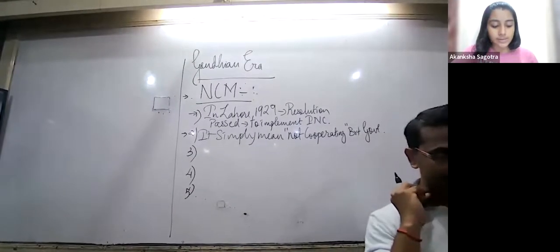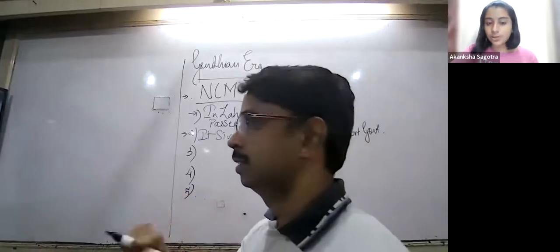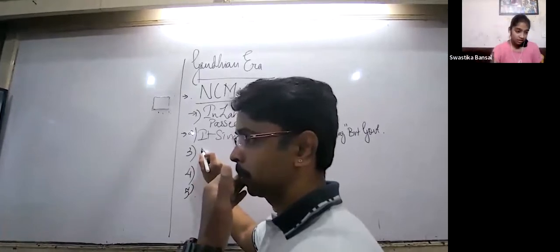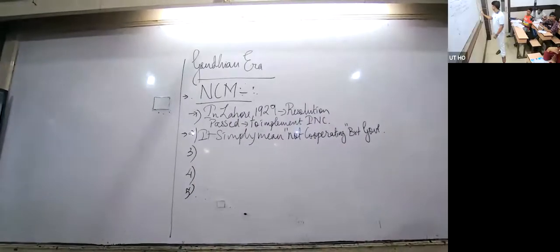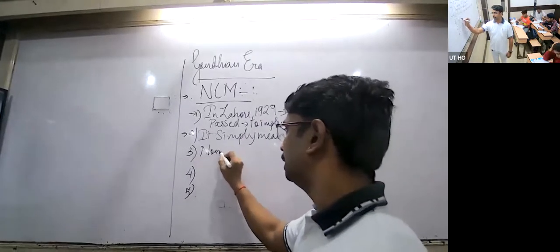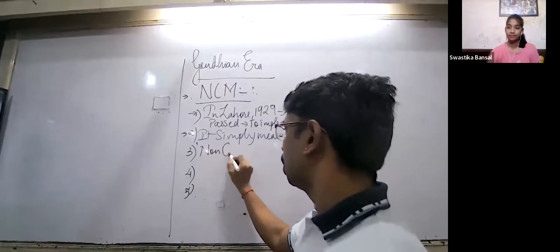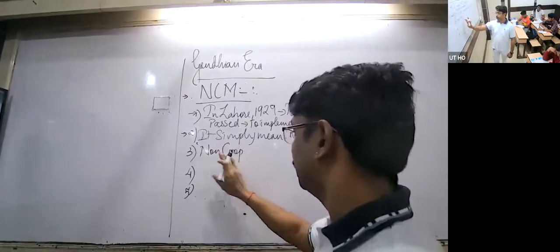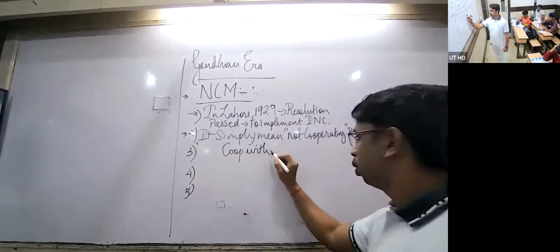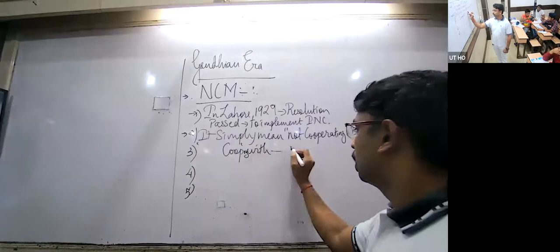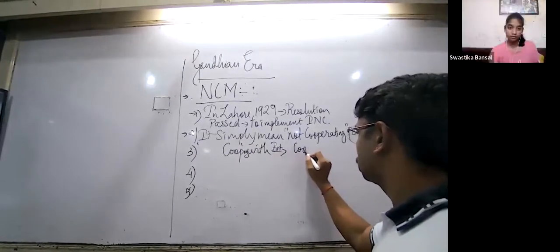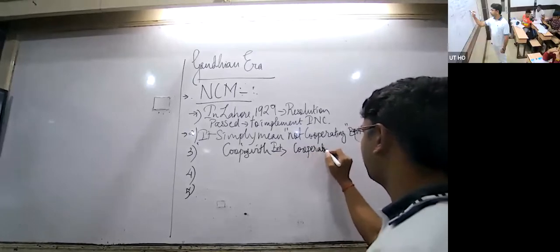Non-cooperation with evil is as much a duty as is cooperation with good. Very good. What is the line, Swastika? Sir, the line is non-cooperation with evil is as much a duty as cooperation with good. Okay, it is Gandhiji's line. According to Gandhiji, cooperation with British means cooperating with evil. Am I correct? Yes. So let us go for the third point.